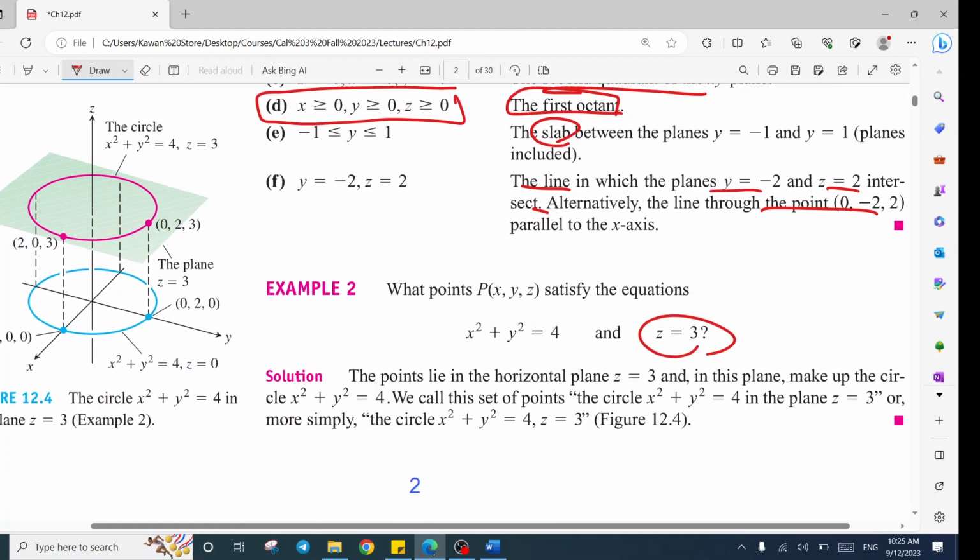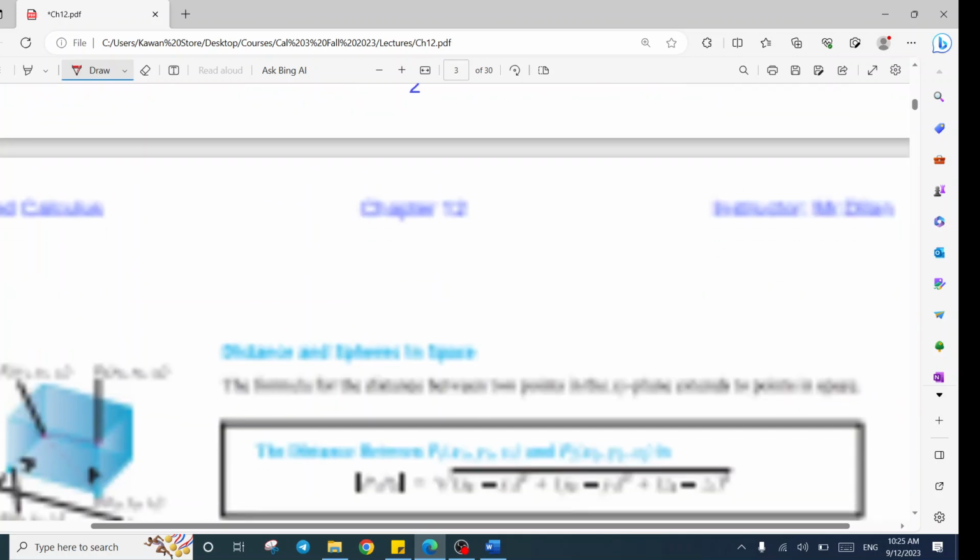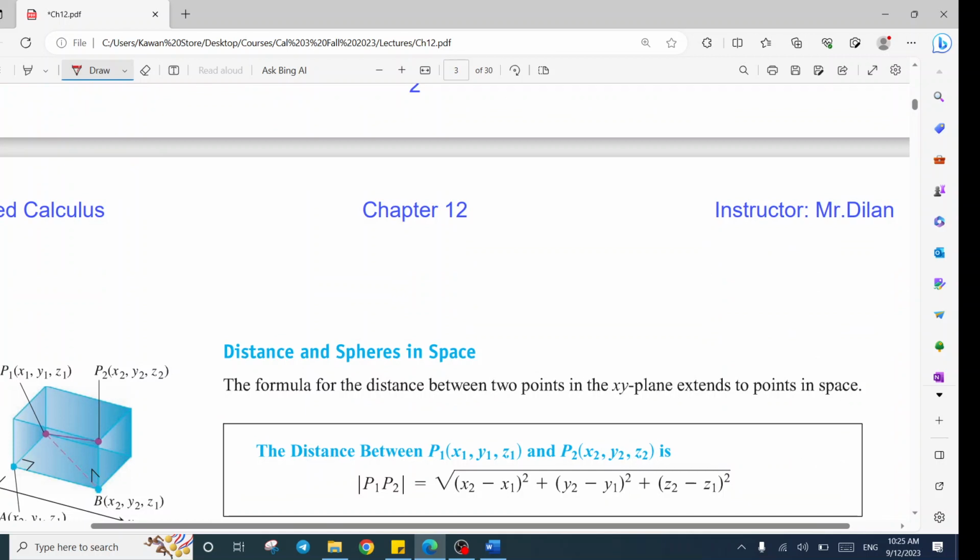You can see this is the x and y dimension. We will make a circle, but when I say 3, it means go up 3 units. I just want you to understand what's going on here in the exercise.